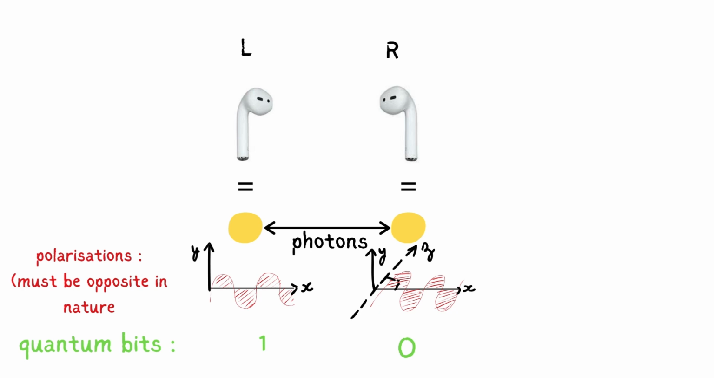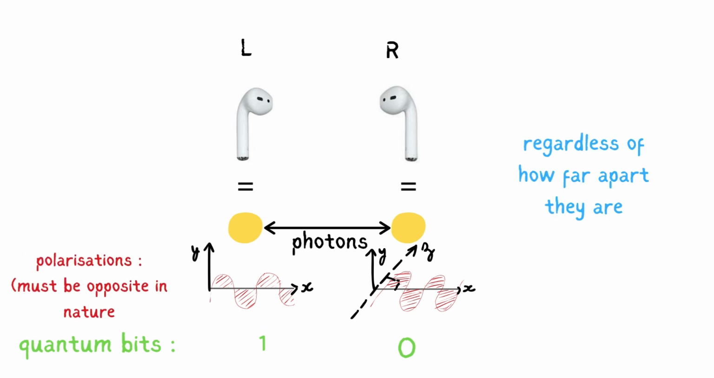Now imagine each earphone as a photon and left and right as opposite polarizations. Knowing the state of one photon instantaneously tells you the state of its pair, regardless of the distance between them. Quantum repeaters use this principle to relay information from A to B.